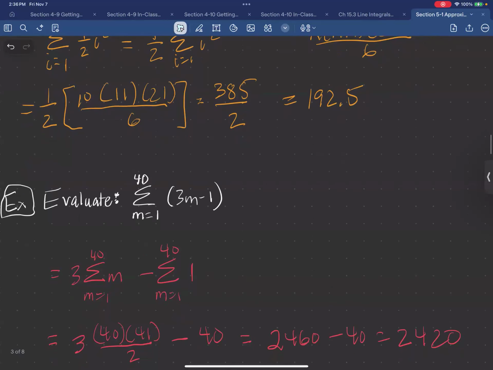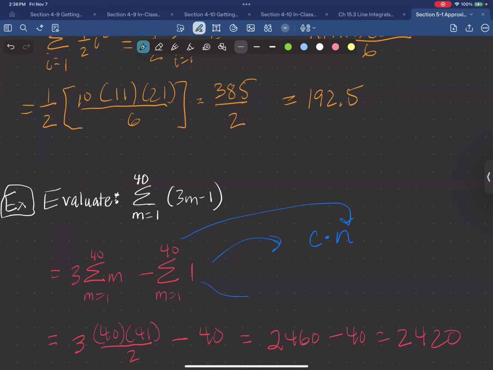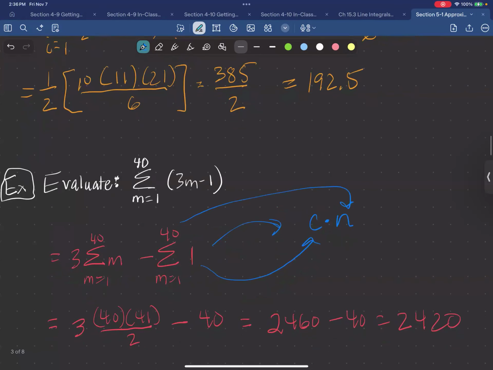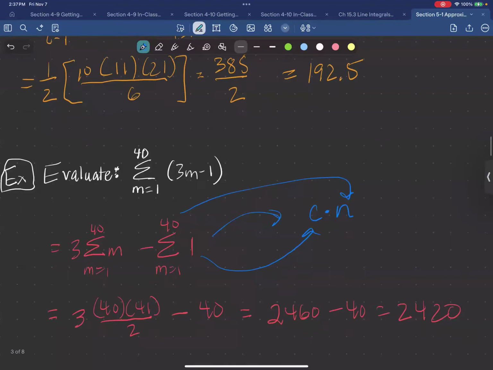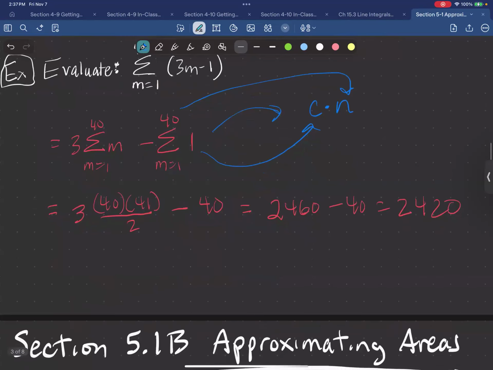And that turns into, remember, this is a constant, so the constant ends up being the constant times n. And n is there, my constant is there. So 1 times 40 is just 40. And then the formula for that is n times n plus 1 over 2. If you multiply this all out and add it up, you get 2,420. We'll pause the video there.